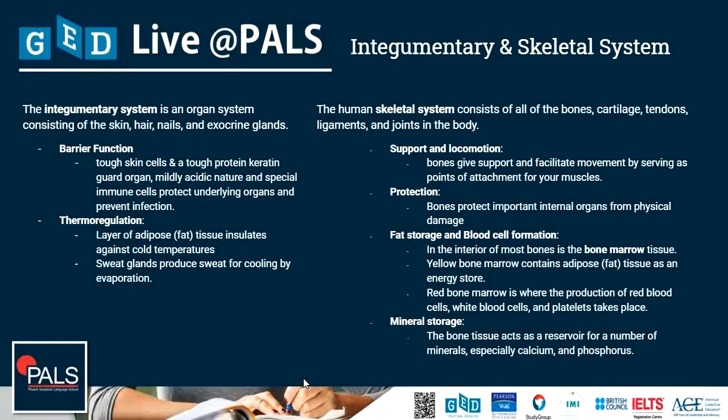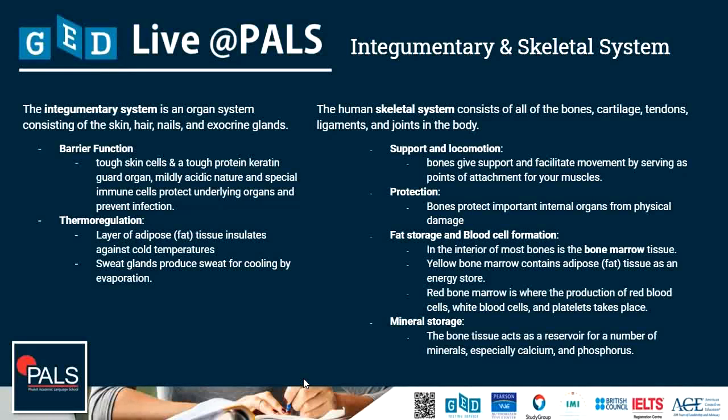So the integumentary system is an organ system consisting of the skin, hair, nails, and some exocrine glands, like sweat glands, for example. The function of the integumentary system is mainly a barrier function to protect us from physical damage or from harmful organisms, from pathogens, and the integumentary system does that through having tough skin cells and the protein keratin, which is really tough and strong.